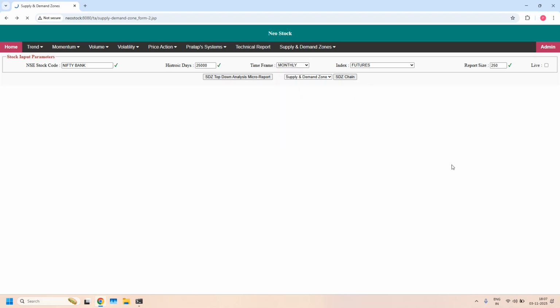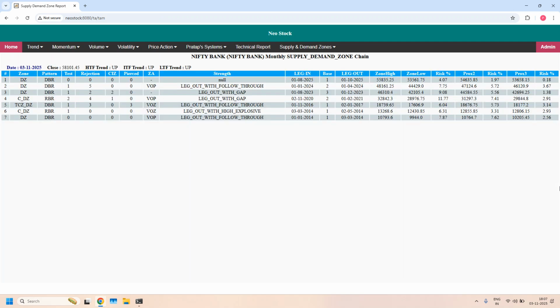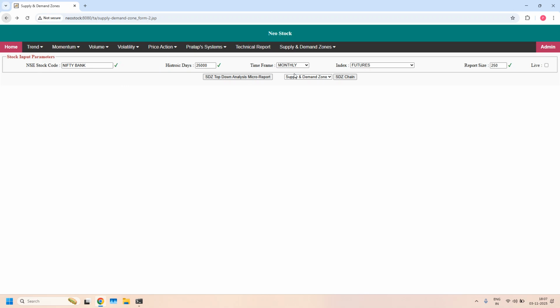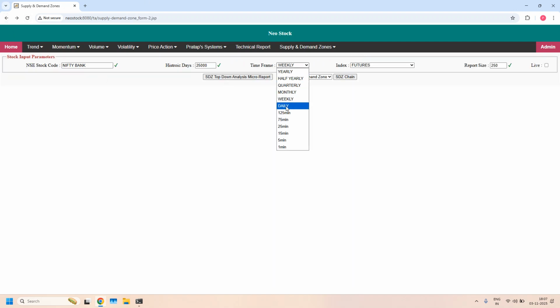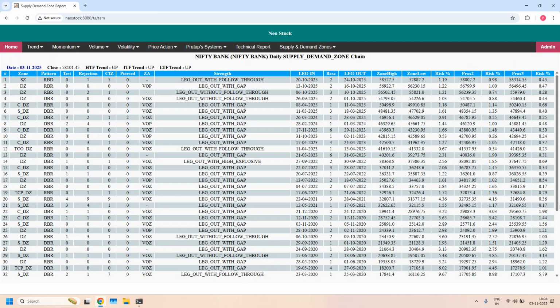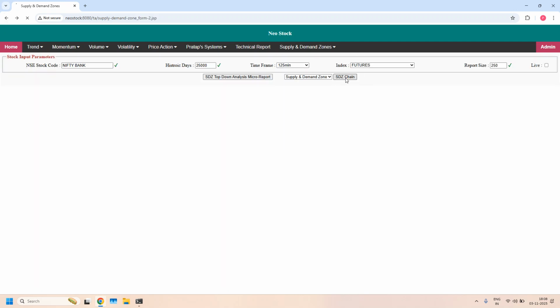Starting with monthly time frame, generating Bank Nifty supply demand zone chain. Next, generating weekly supply demand zone chain for Bank Nifty. Next, generating daily supply demand zone chain for Bank Nifty. Next, generating 125 minutes supply demand zone chain for Bank Nifty.